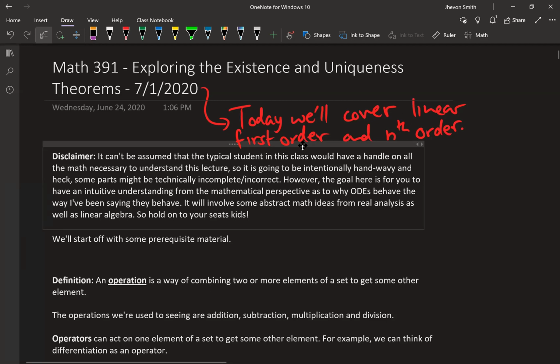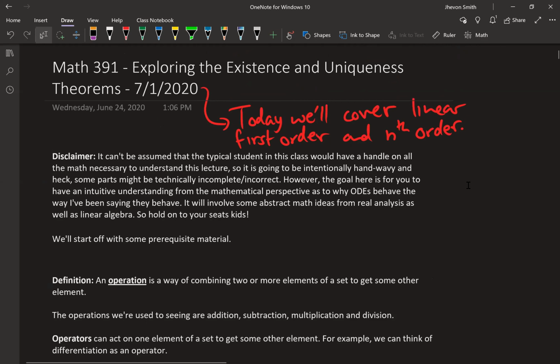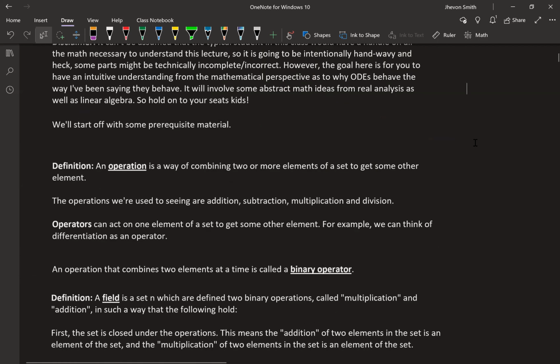What is an operation, right? So I'm going to be mentioning the things all the time. An operation is just a way of combining two or more elements of a set to get some other elements. So for example, addition is an operation. You can think of addition as I can take a number, combine it with another number, and I get a third number. If I take 2 and combine it with 3 using the operation addition, the result is the number 5, right? So an operation is just a way to combine elements to create another element. An operation that we combine two elements at a time is called a binary operation.